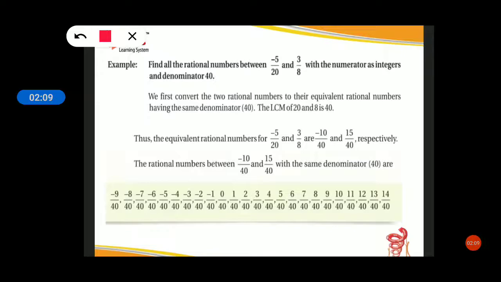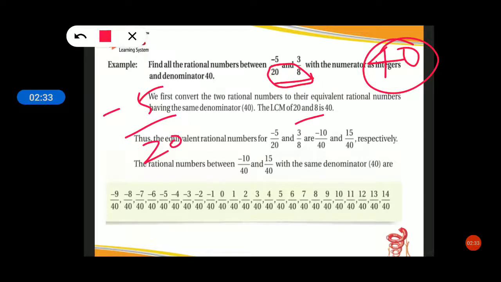They are asking to find all the rational numbers between -5/20 and 3/8 with the numerator as an integer and the denominator 40. They are asking the denominator should be 40. So you need to find the LCM of 20 and 8, which is 40. So to get 40, what you need to do with -5/20, into 4? Here also into 4. Understood students?